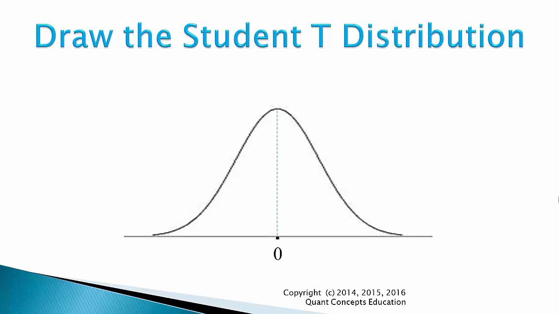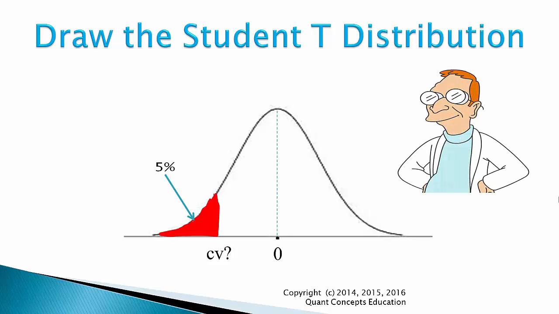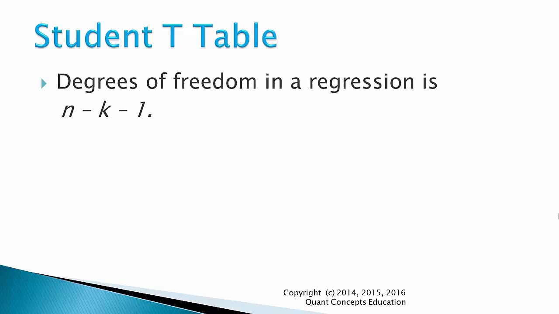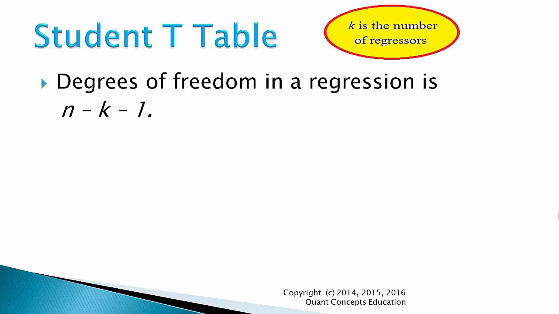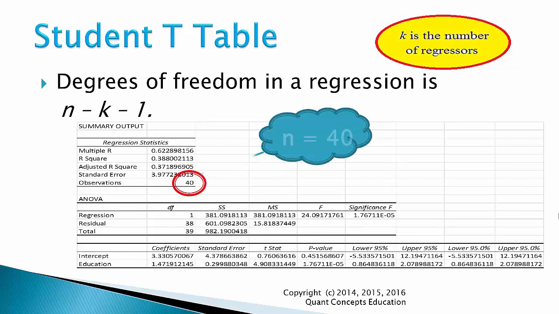Since we've figured out that it's a lower tailed test, then the rejection region must lie here, in the lower or negative side of the distribution. And we're told to test at the 5% significance level, which means that the size of the rejection region comprises 5% of the distribution. So the next big step is figuring out the critical value, which is a cutoff of the rejection region. When using the student t-table to find the critical value, we will have to know the degrees of freedom of the sample regression. It's simply equal to n minus k minus 1. N is the sample size, and k is the number of regressors, or x variables. So looking at the output, we can see that the sample size is equal to 40.